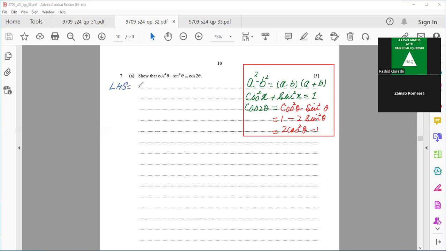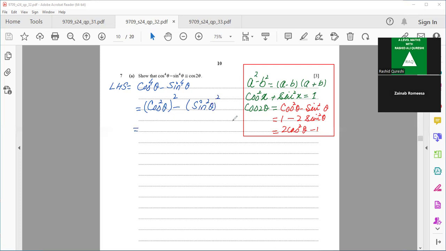Whenever we have any identity, I have to start with the left hand side. So the left hand side of this one is cos of 4 theta minus sine of 4 theta. Next, we have to write the squares. You can write this as cos square of theta, the whole square, minus sine square of theta, the whole square.